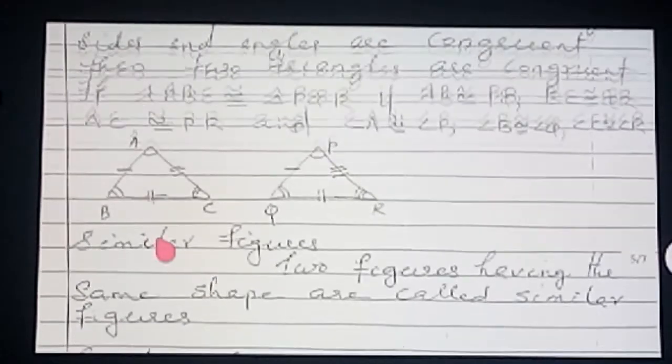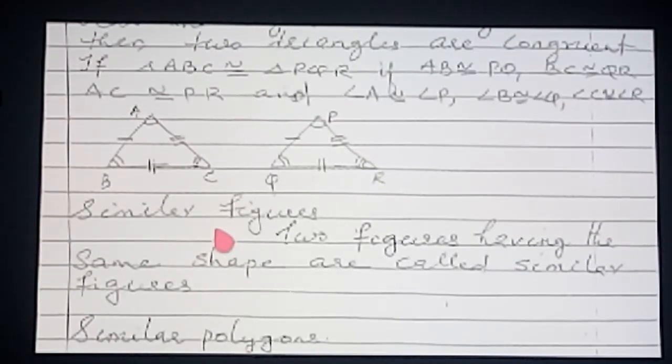Now, what's the next point I have written? Similar figures. If the shapes of two figures are equal, then that type of figures we call similar figures. Two figures having the same shape are called similar figures. I have given several examples just above. Which are the examples? Two circles are similar, two squares are similar, two triangles are similar, etc.